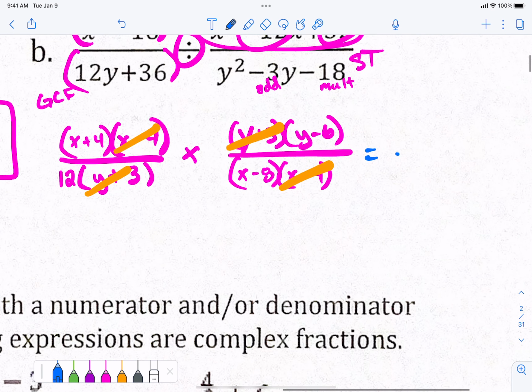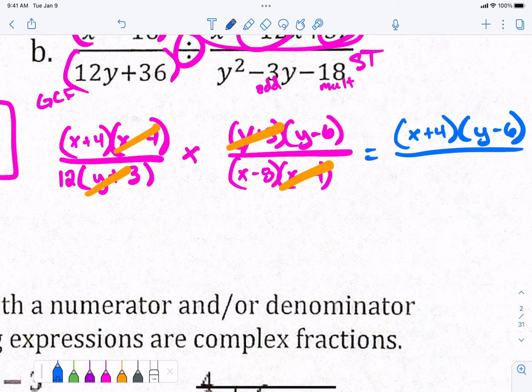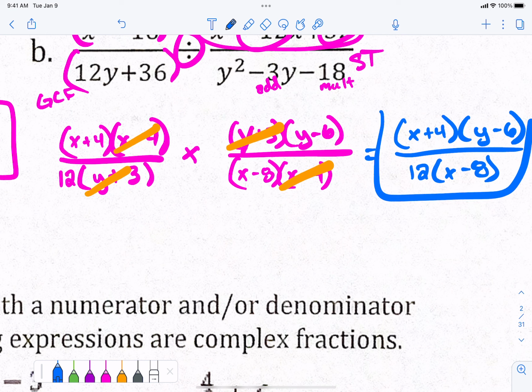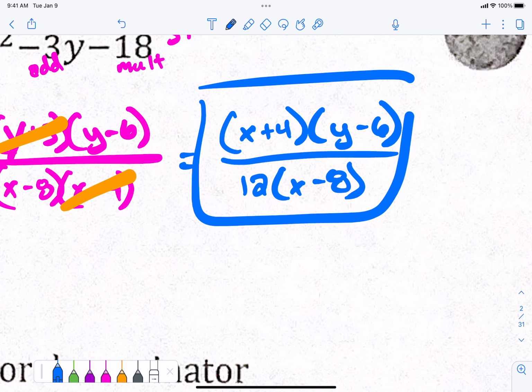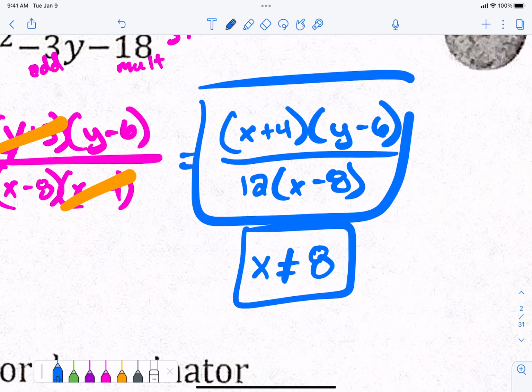So on the top, all that's left is x plus 4, y minus 6. On the bottom is 12 and x minus 8. Okay? You don't have to FOIL anything back out again, and there you go. We didn't go through and do the last one, but what if they ask for what x can't be? What can x not be here? Positive 8. We don't care about the top. X can't be positive 8. So if they ask for that, there's that.